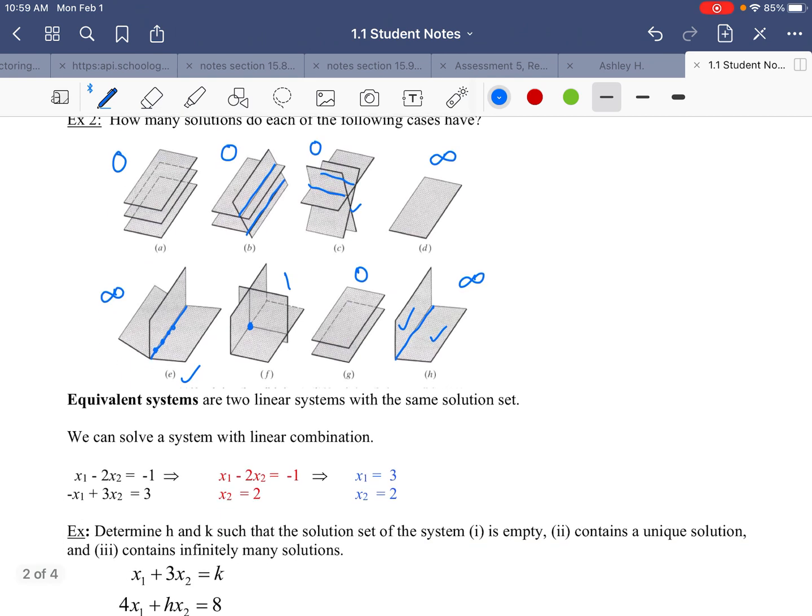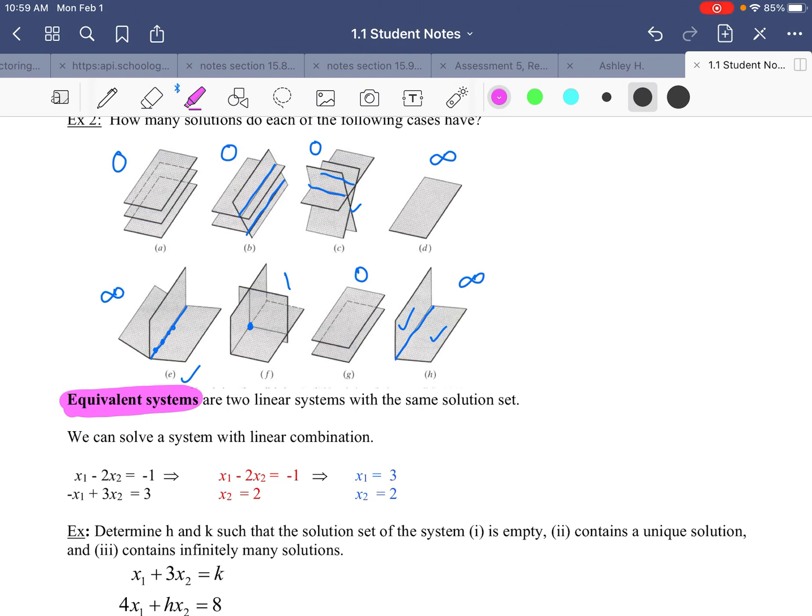All right, equivalent systems are basically two linear systems with the same solution set. And so they're called equivalent because when you do your row operations and all your reductions, what's going to happen is they're going to be the same at some point, and so they're equivalent.